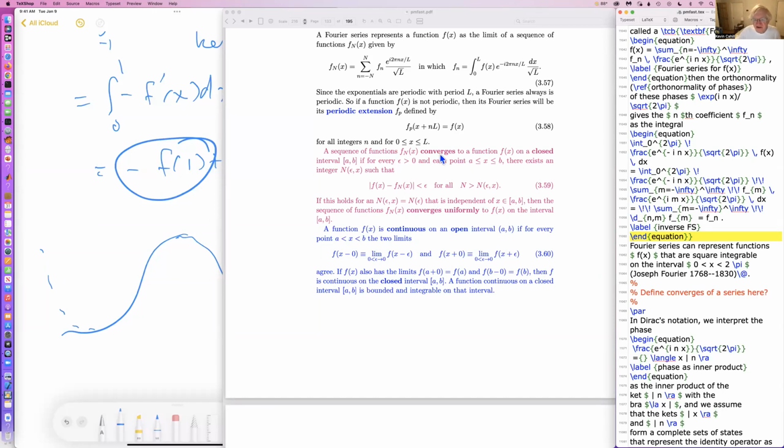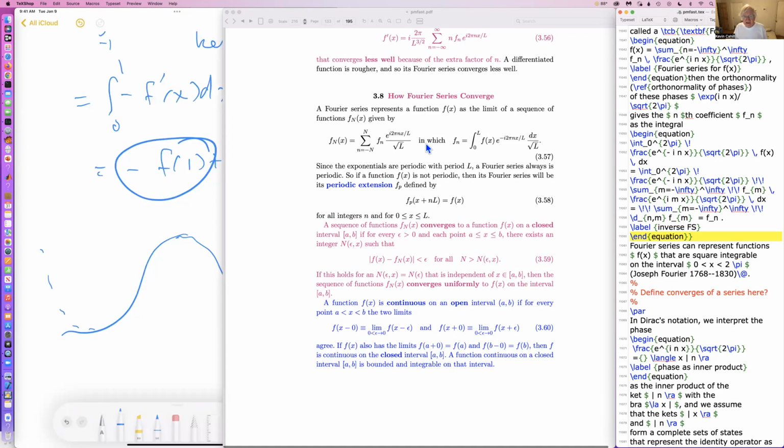A series of functions converges to a function f of x on a closed interval if for every positive epsilon, at any point in the closed interval there exists an integer such that the absolute value of the difference between f of x and f sub n of x is less than epsilon when n is far enough out in the series. So that's the sense in which we mean that Fourier series converge.